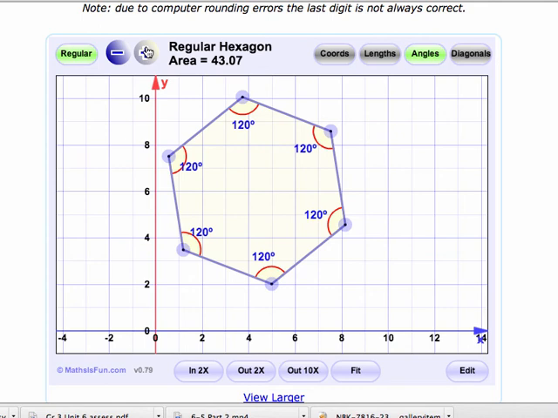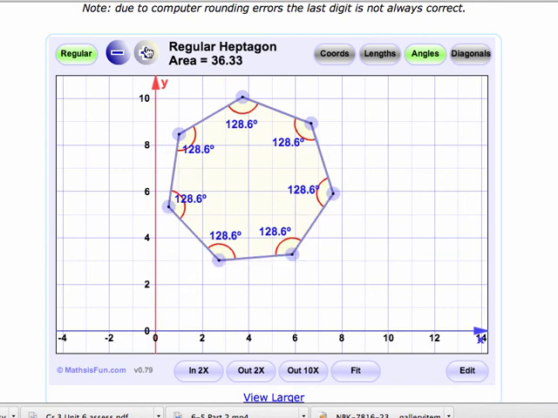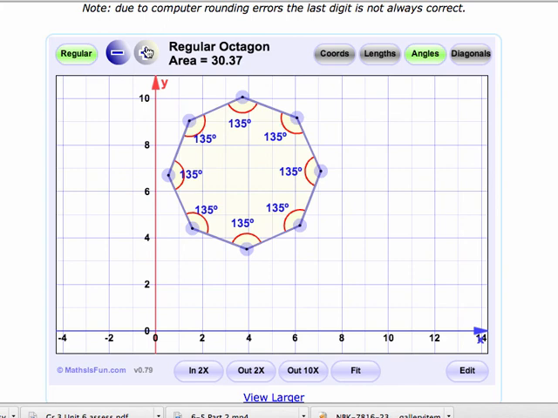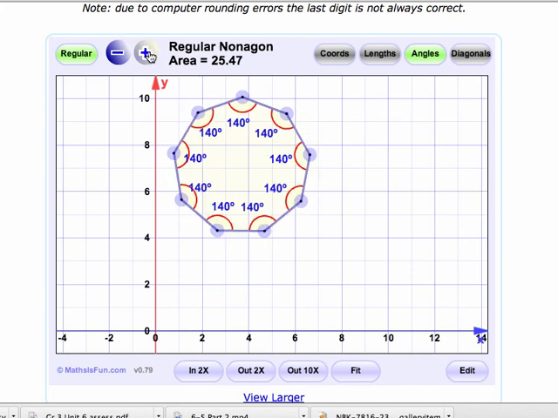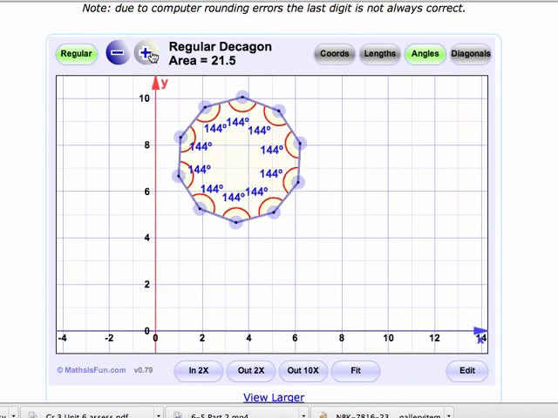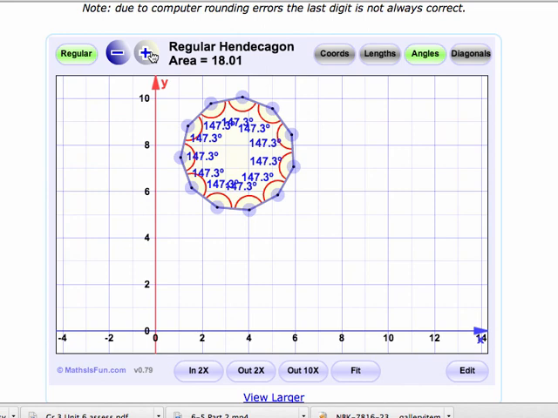So now we have 6 sides and we went up to 120 degrees. Here's a 7-sided shape or 7 angles. We have 128.6 degrees. Notice how my angle number is increasing, or my degrees are increasing as I increase the number of sides or number of angles in my polygon. This is kind of a cool site that I'll give you access to play around with. So I wanted you to keep that in mind too.